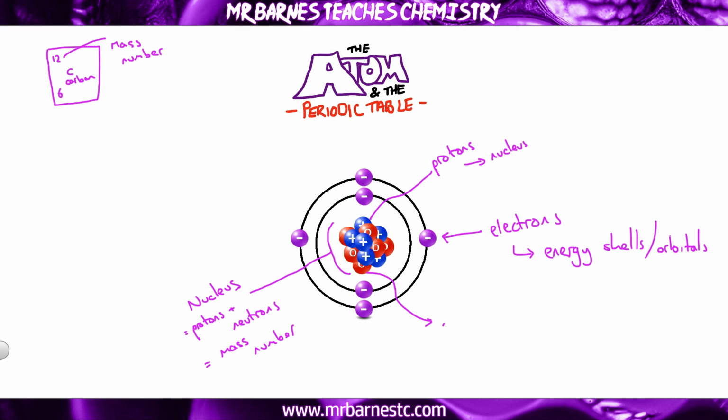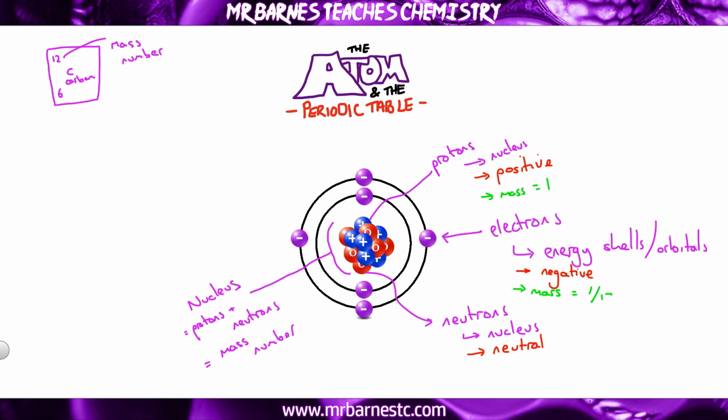So we know the nucleus has protons and neutrons. What we now need to know is what the charge is. So you need to remember all protons are positive, all electrons are negative, and all neutrons are neutral. And then you need to know the mass. Now, we spoke about the fact that protons and neutrons make up the mass number, so they are the ones with the mass. So protons, we say they have a mass of 1. Electrons have no mass, so we can say 1 over 1835 if you want to be specific, or just 0. And then neutrons, as I said, have a mass of 1.